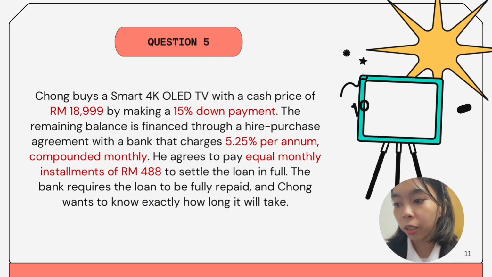So let me read the last question. Chong buys a smart 4K OLED TV with a cash price of Rm8,999 by making a 15% down payment. The remaining balance is financed through a hire purchase agreement with a bank that charges 5.25% per annum, compounded monthly. He agrees to pay equal monthly installments of Rm488 to settle the loan in full. The bank requires the loan to be fully repaid, and Chong wants to know exactly how long it will take.